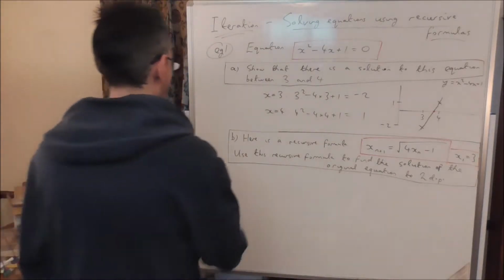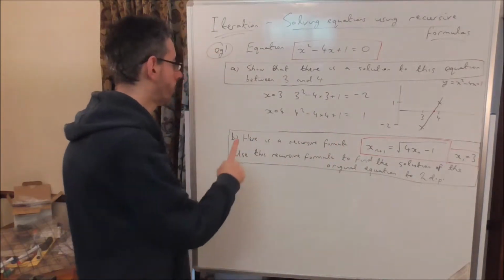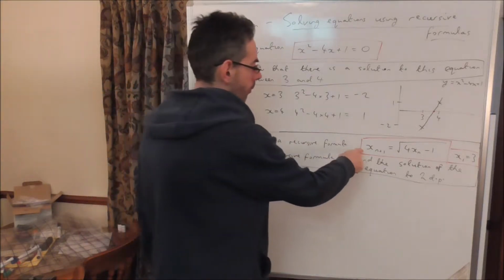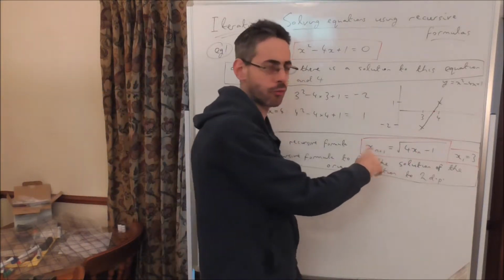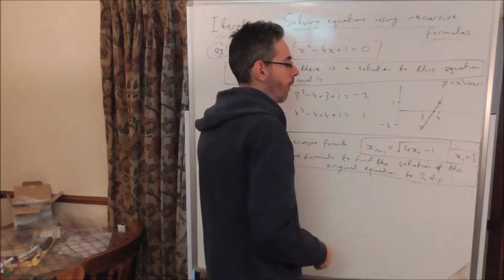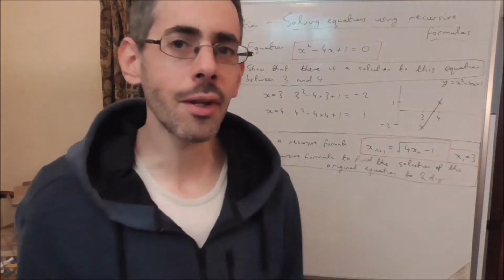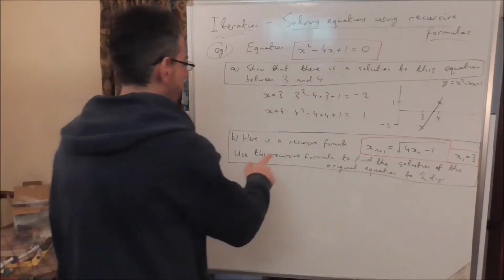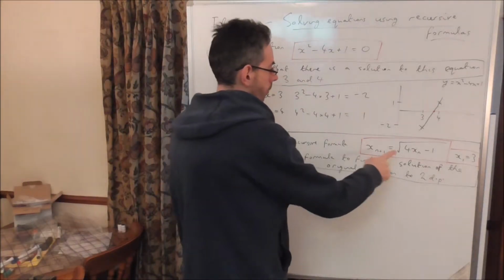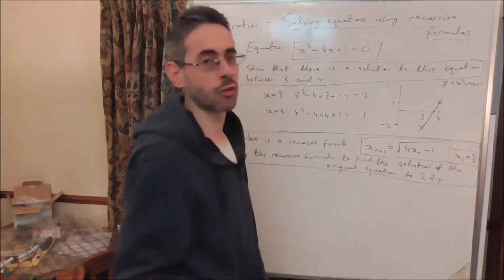Right, let's look at part B. This is the strange bit. It says, here is a recursive formula: x(n+1) equals the square root of 4 times x(n) minus 1. First term 3, so x1 is 3. And it says, use this recursive formula to find the solution of the original equation to 2 decimal places.